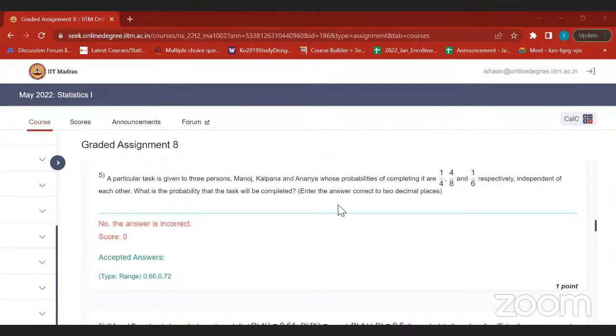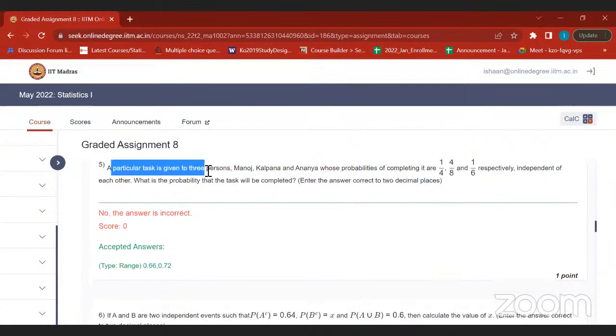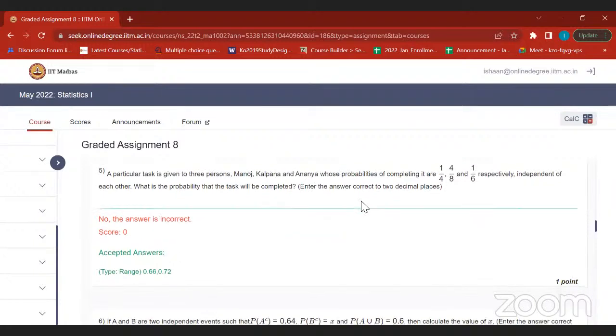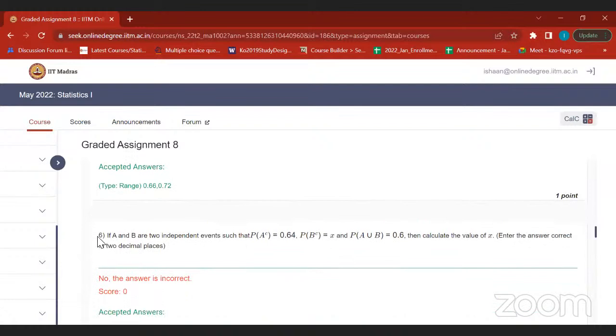Okay, moving forward. Question number 5. I think it is the same as the activity question we just did, right? The same task is given to 3 people. Here the names and probabilities are changed. Question number 6. Were you guys able to do it? Any doubt in this question, anyone? Shall we proceed?